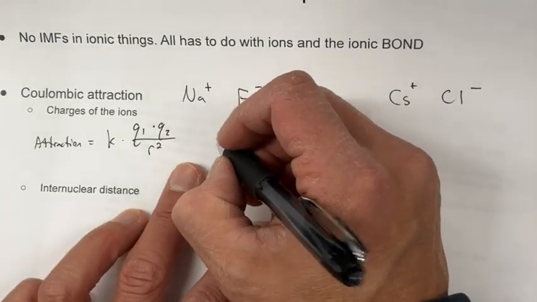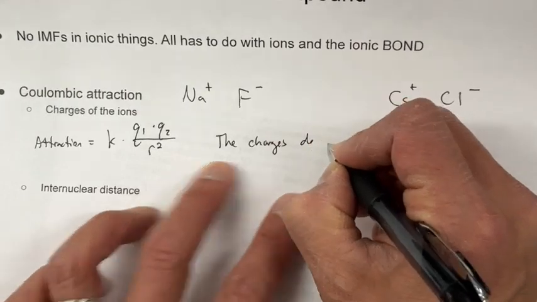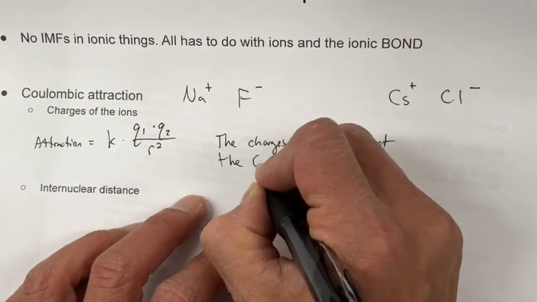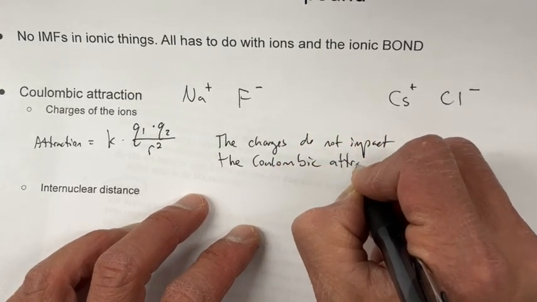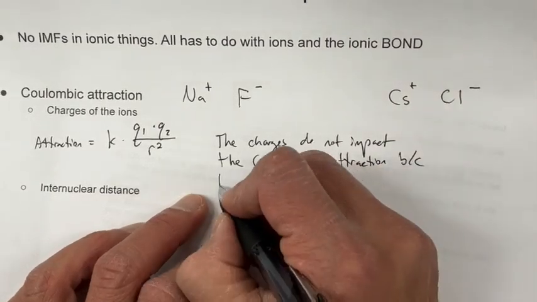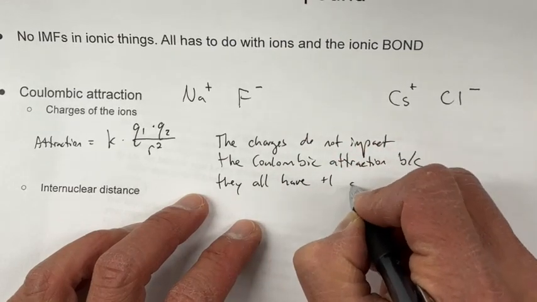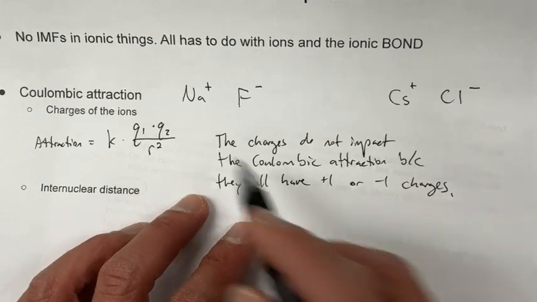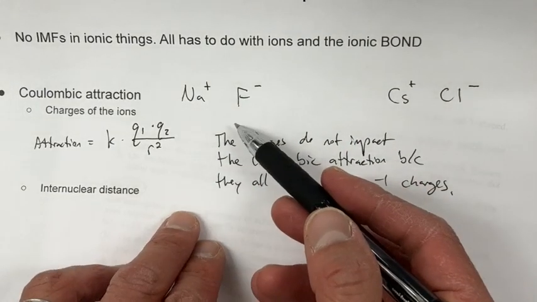So the charges do not impact the Coulombic attraction because they all have plus 1 or minus 1 charges. Okay, so you can write them out. So then it has to be something with internuclear distance.